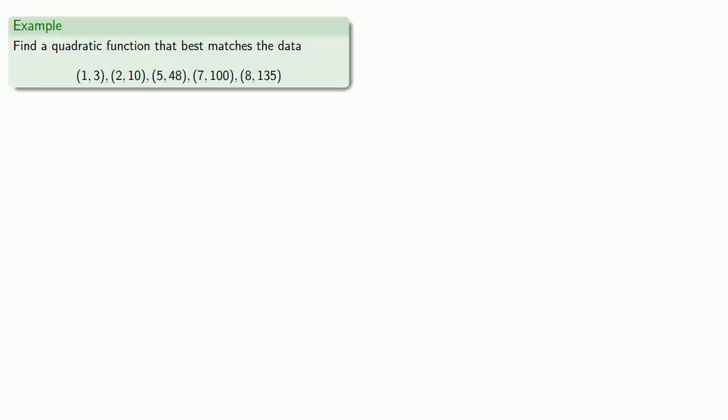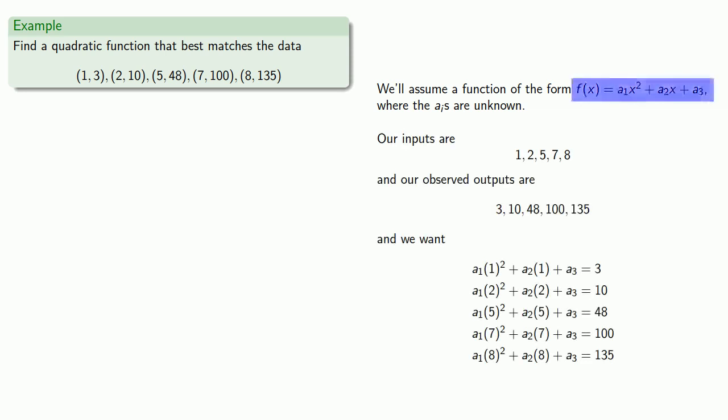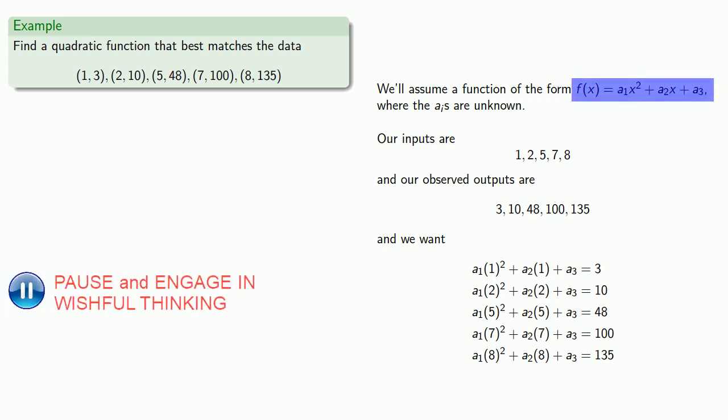For example, maybe we want a quadratic function that best matches a given set of data. So we'll assume a function of the form f of x equals a1x squared plus a2x plus a3, where the ai's are the unknowns, and we know our inputs and our observed outputs, and we want the quadratic function to produce the observed outputs from the observed inputs.